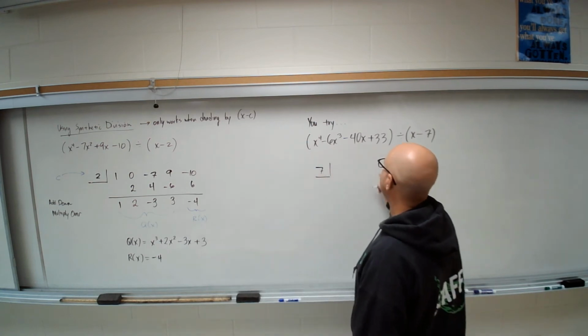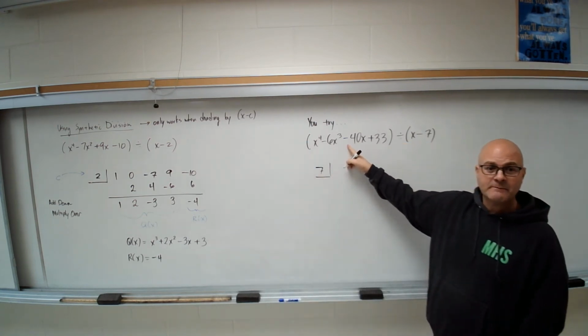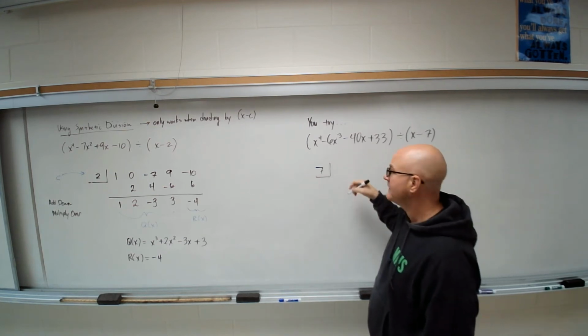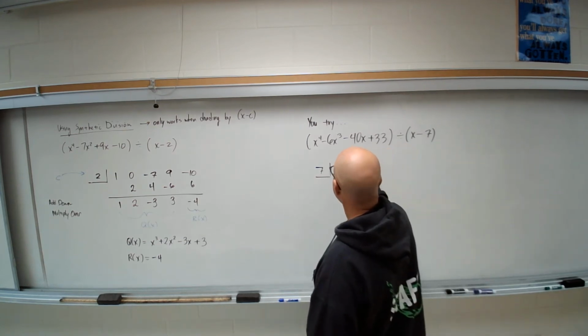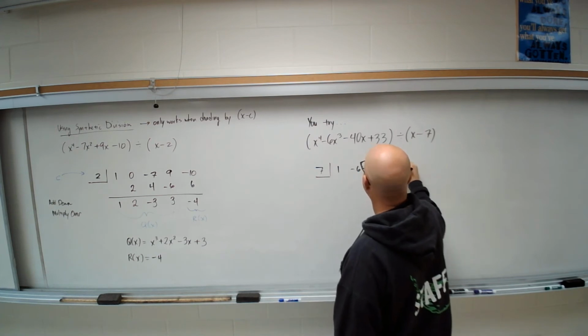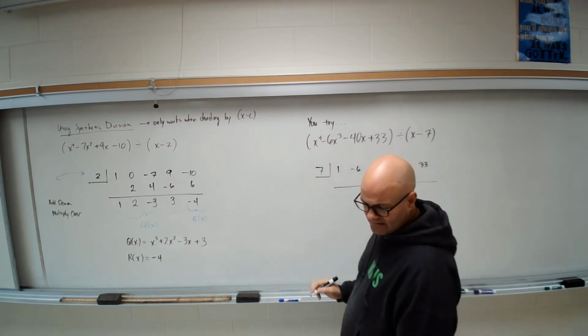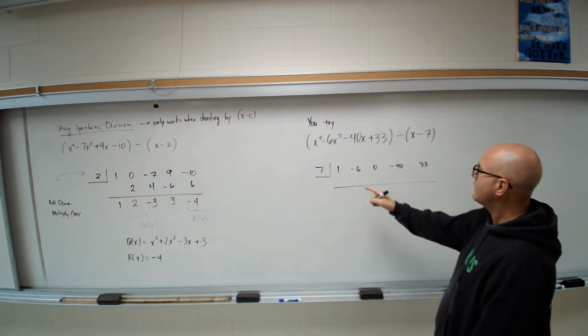We're going to list the coefficients. Notice there's no squared term. If you need to, a 0 is a placeholder. So we're going to do 1, negative 6, 0, negative 40, 33. I think the numbers got too big here. So 1 drops down.